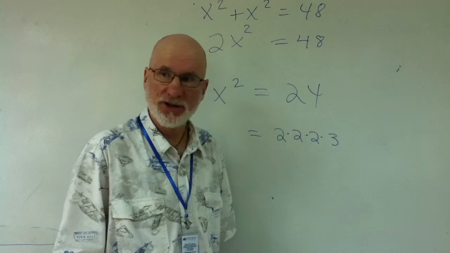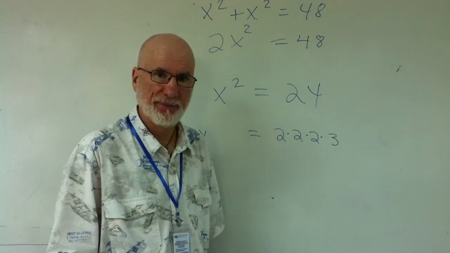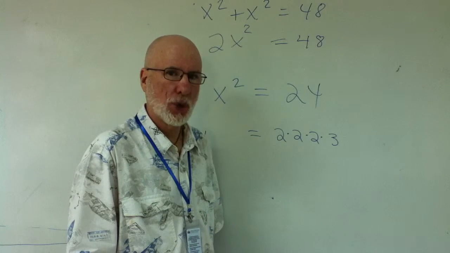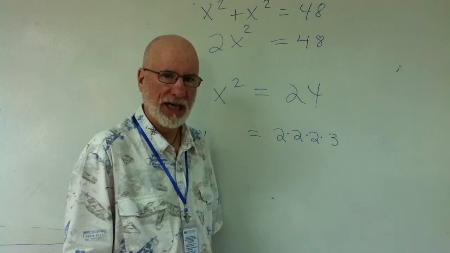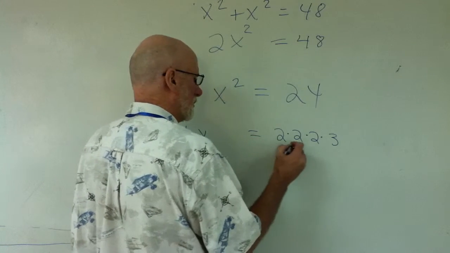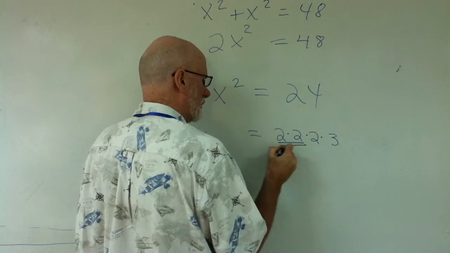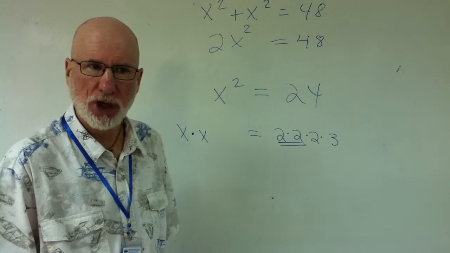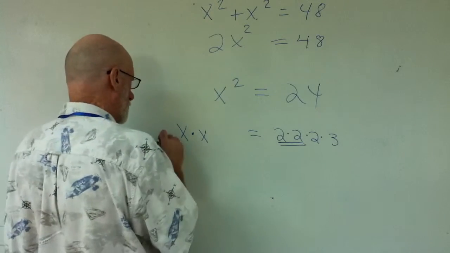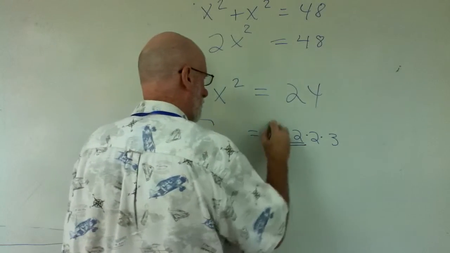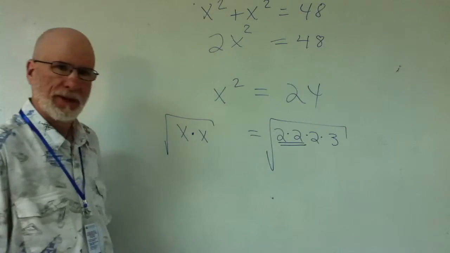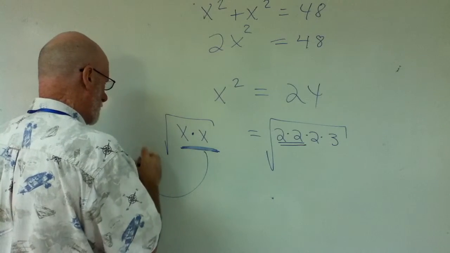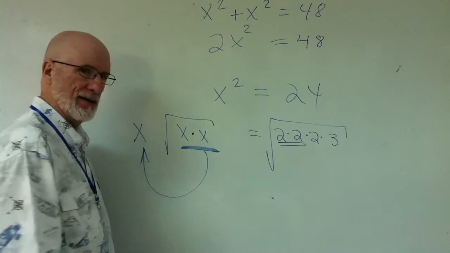Any squares here? Are there any pairs of the same prime? Yes. How many? One pair, right? Isn't that a pair? Okay, so, right? Take a pair out. Can you take a pair out? Yes. Right?